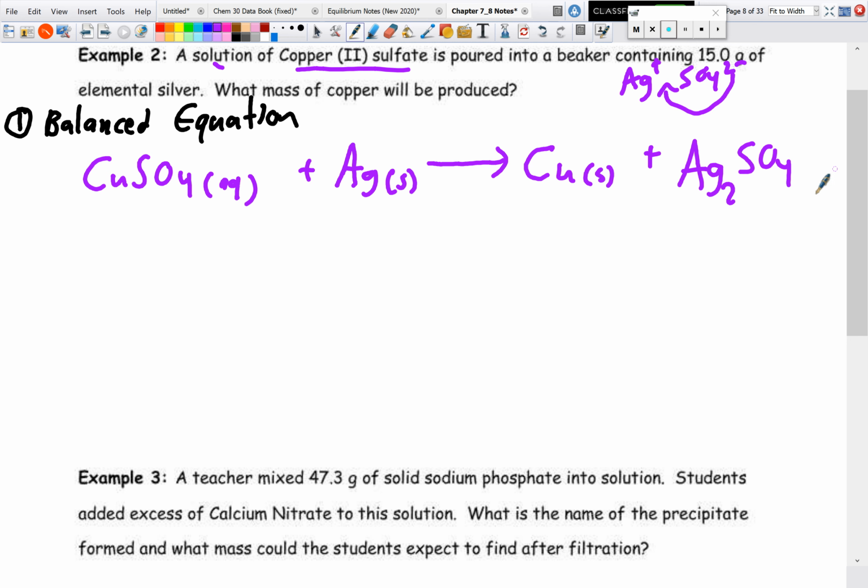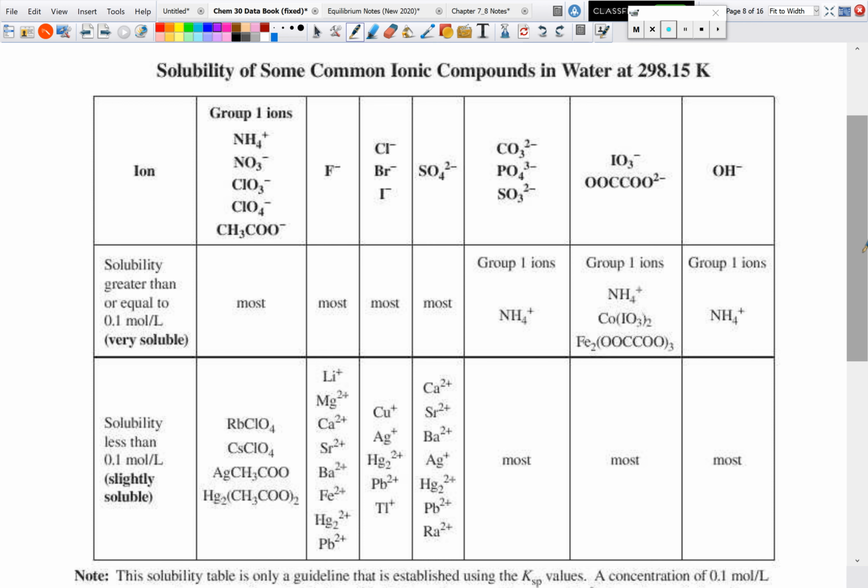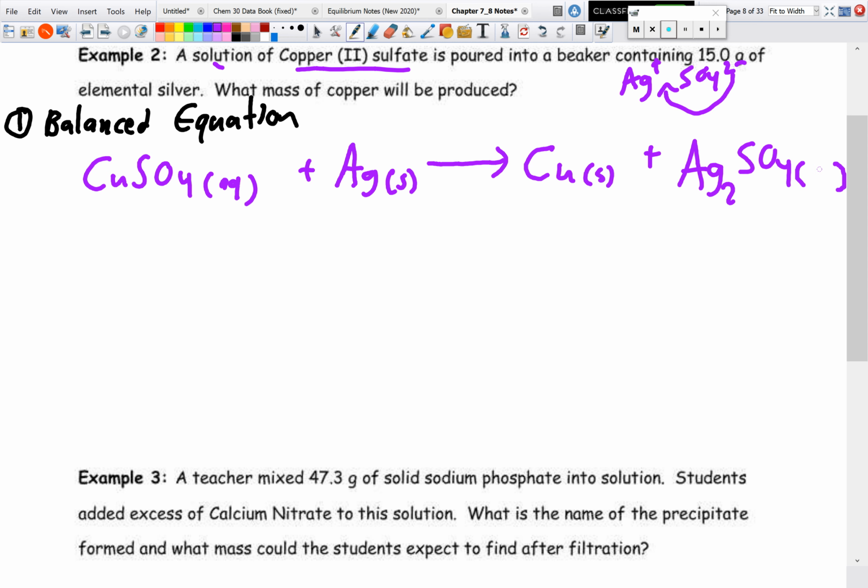So you got Ag2SO4. Now, for the state of matter of silver sulfate, we don't know. So that's where you are going to have to go back and check the solubility chart, right? Because we have sulfate right here. Now, most things are soluble, but we'll notice that silver is down here in the slightly soluble, so it needs to be a solid. So we're going to go back and write solid, just like that. And now we need to balance our equation. So in order to balance, all we need to do is stick a 2 in front of our silver, and that should be it.